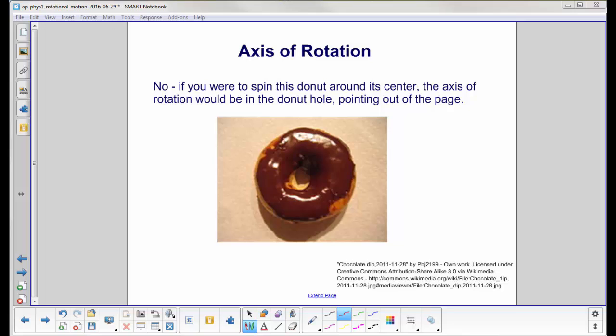Nope. Just take the example of a chocolate-covered donut here. If we were to rotate or spin the donut this way, its axis of rotation is right here, and using our vector notation, this is coming out of the page, and of course it's going right through in. So you've got a pole coming out, so the axis of rotation is in the empty space within the donut.